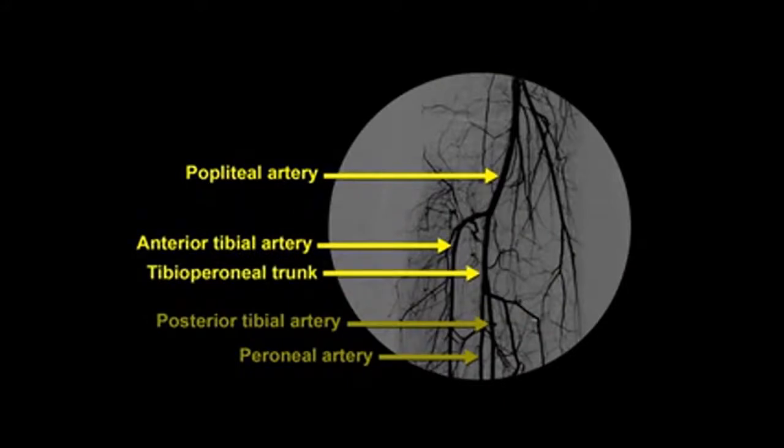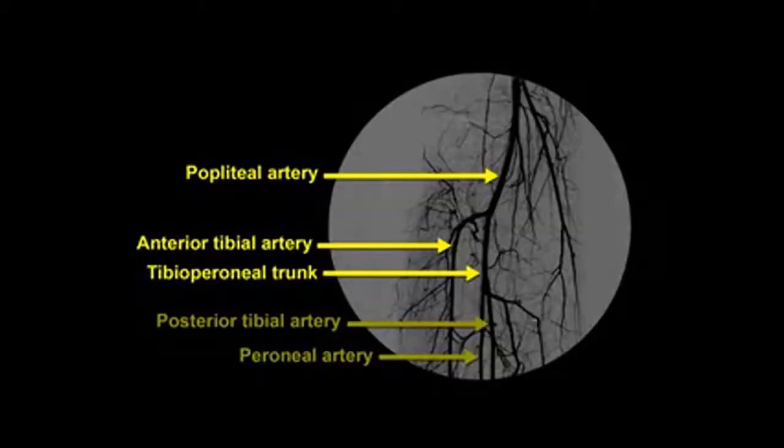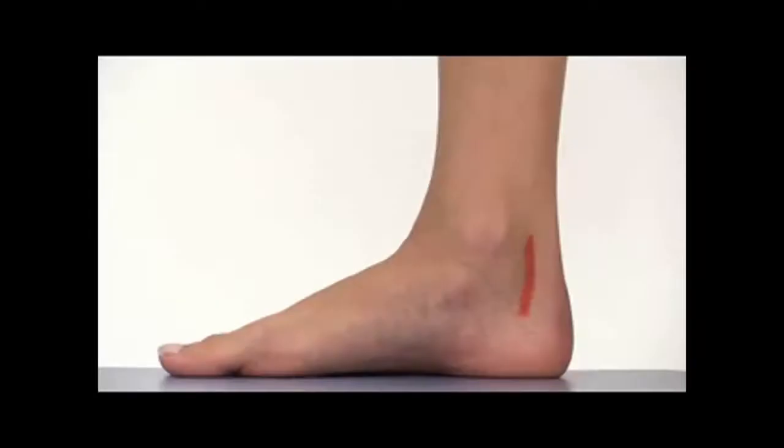The anterior tibial artery then travels to reach the dorsum of the foot, where it can be palpated as the dorsalis pedis pulse. The tibio-peroneal trunk further divides into the posterior tibial artery and the peroneal artery. The posterior tibial artery travels posterior to the medial malleolus, where it can be palpated as the posterior tibial pulse.